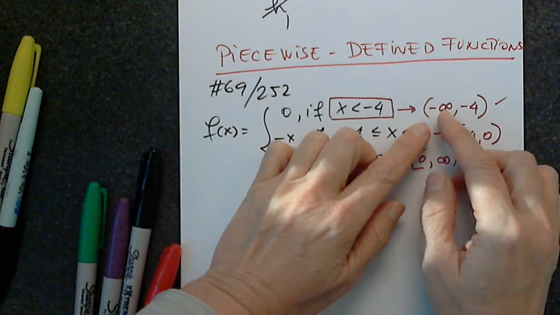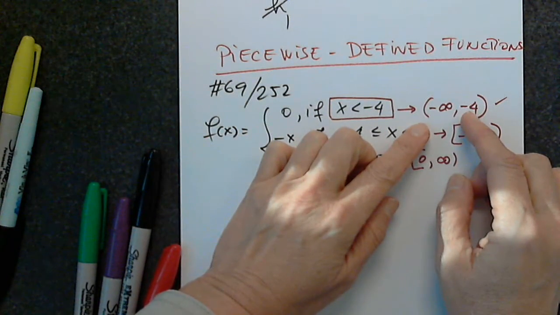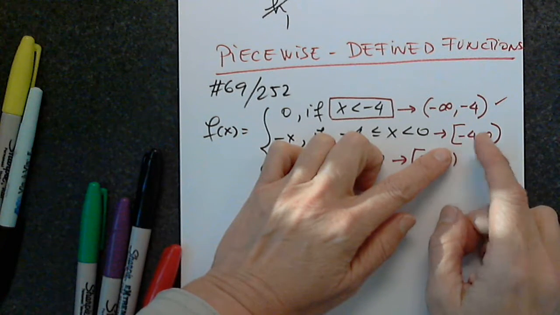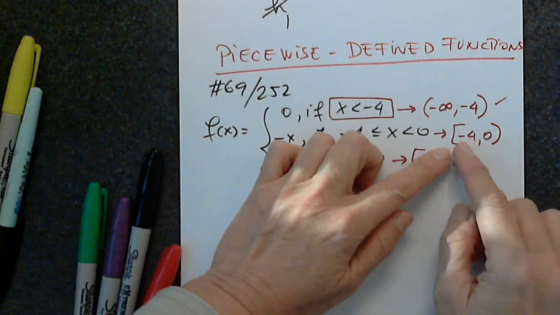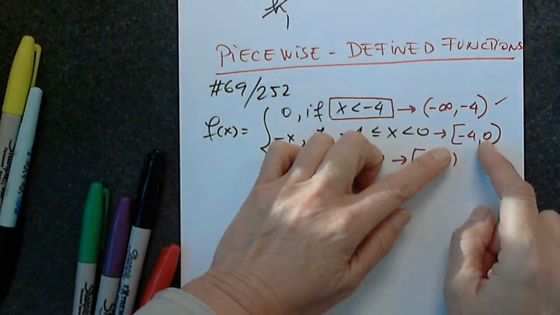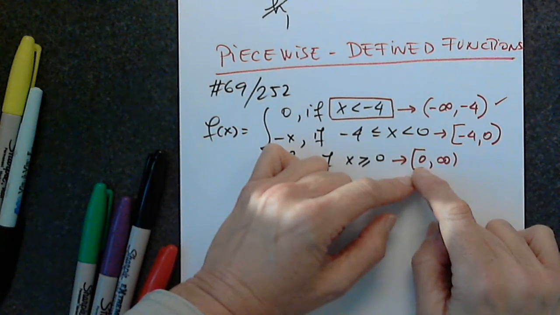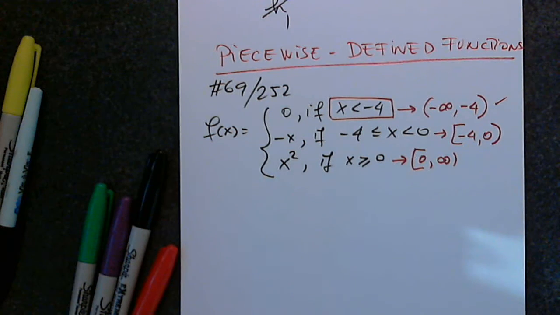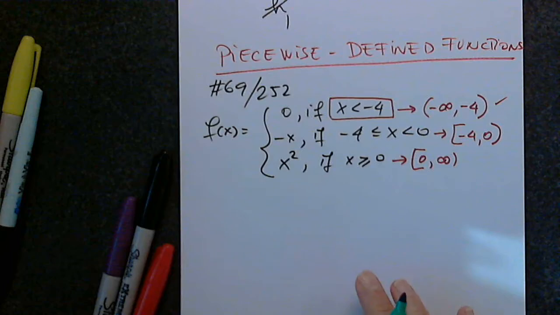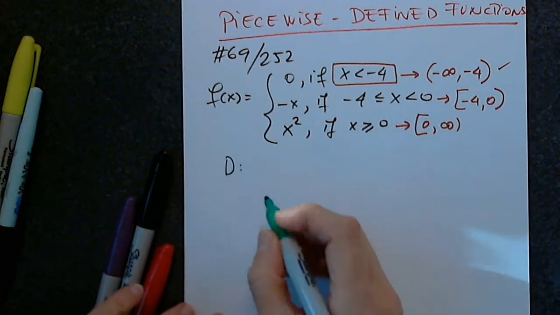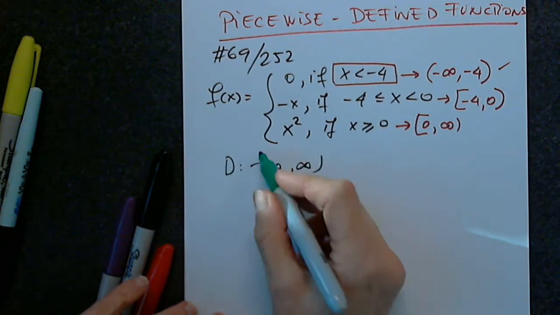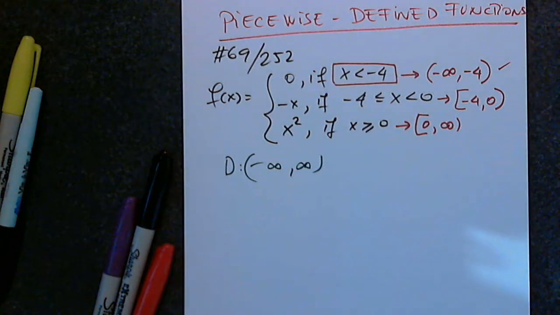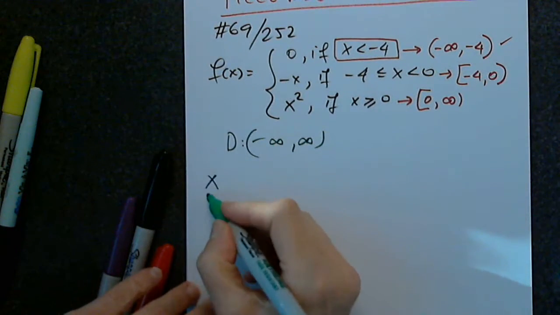We have everything between -infinity and -4. We have -4. We have everything between -4 and 0. We have 0. And we have anything from 0 to infinity. So can anyone establish for us the domain of this function? Negative infinity to positive infinity. Do you all agree that this function is indeed defined everywhere? Perfect. Good. So I can get my chart going.